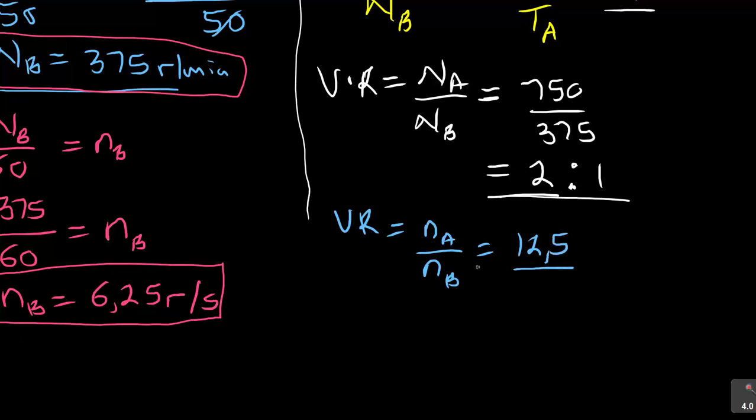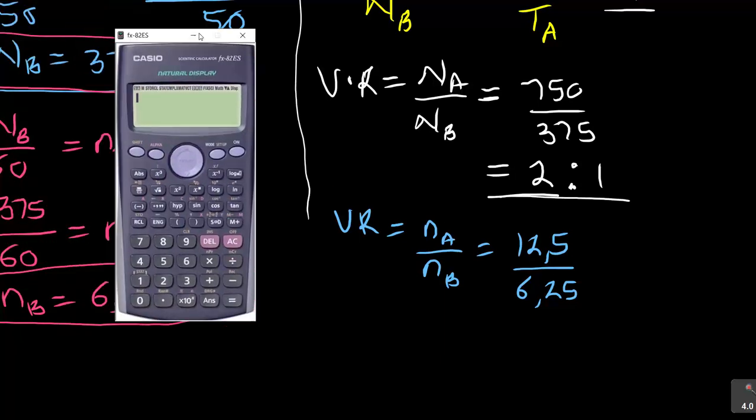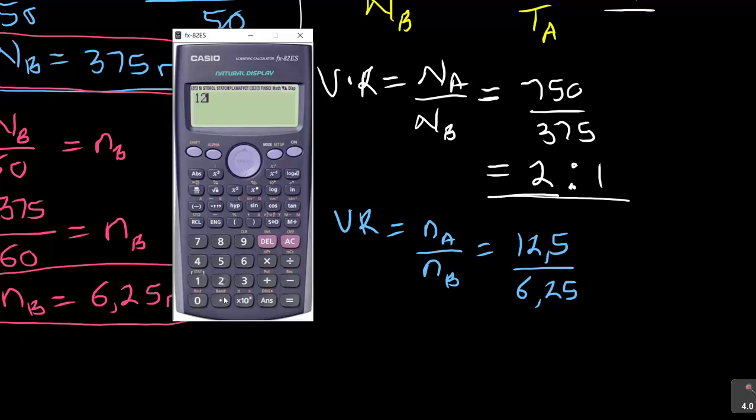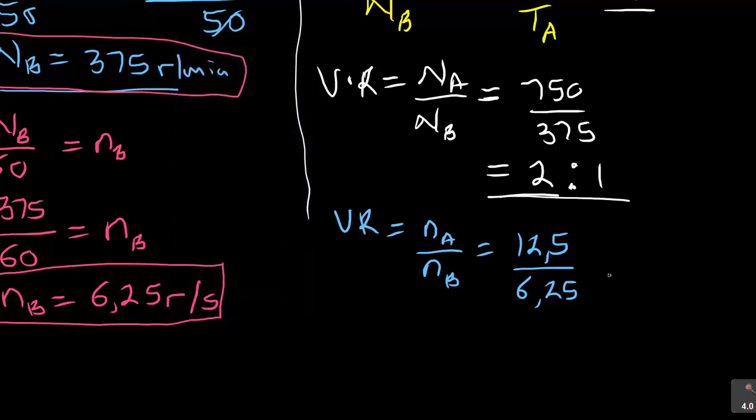12,5 divided by 6,25. You seeing that? So it's when you are working in this case now with rotations per second. So you say 12,5 divided by 6,25. It must give us the same answer, which is 2. So the answer there is 2 is to 1.